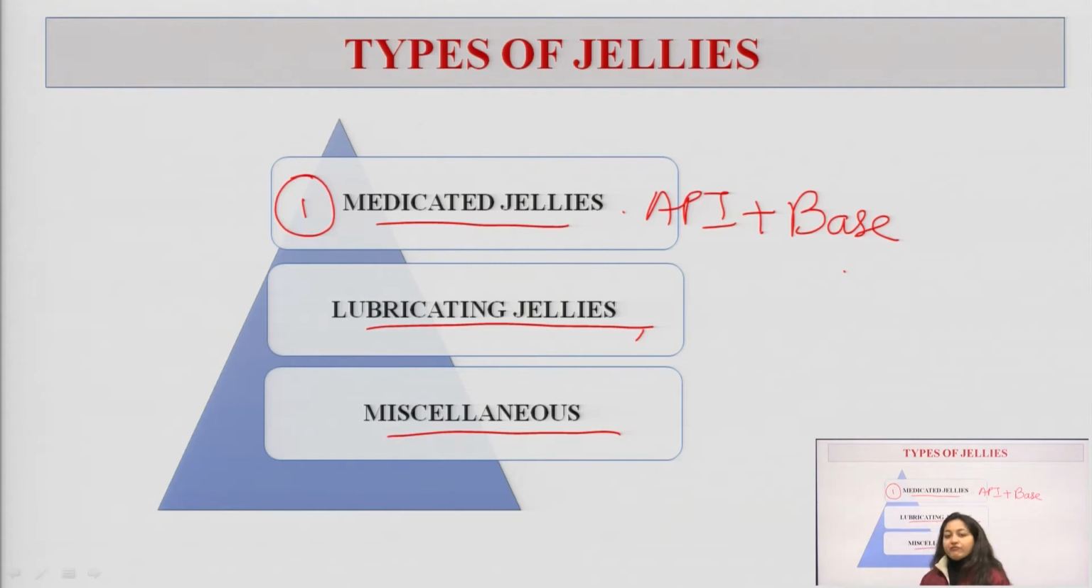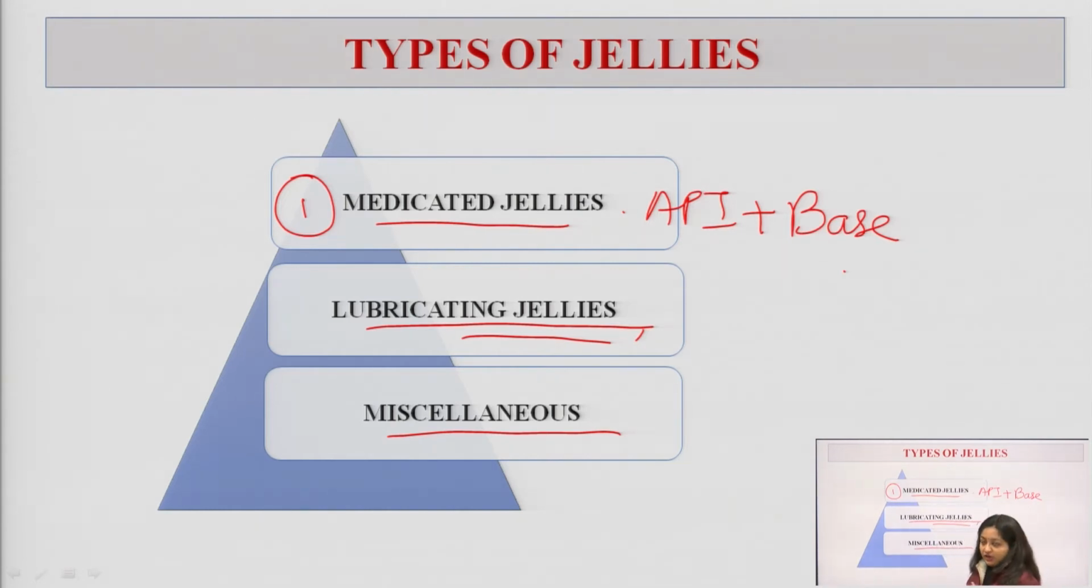Another type of jelly is lubricating jellies. Lubricating jellies are often applied onto various sorts of diagnostic equipment for easily transporting these instruments into various body orifices. They are applied onto these surfaces so that easy passage of the instruments can occur. So, lubricating jellies are mainly used for lubricating purposes.